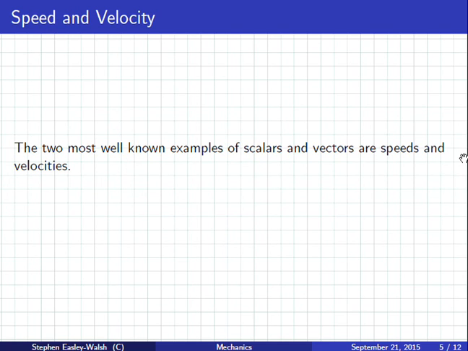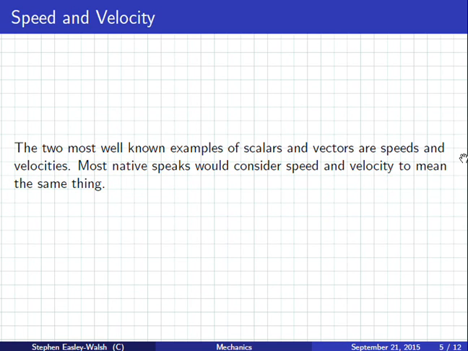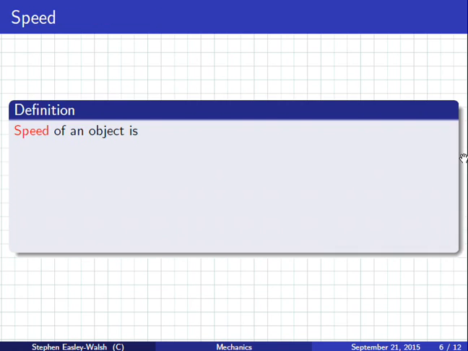The two most common examples of scalars and vectors are speeds and velocities. So, most people think speed and velocity, sorry, I should say, most native speakers think speed and velocity are the same thing. But in fact, speed and velocities are different for physics students. So, we all know what the word speed is, you know. And velocity, does anybody know velocity? You know velocity. Does anyone else know it yet? A lot of people think velocity and speed are the same meaning, but they're not.